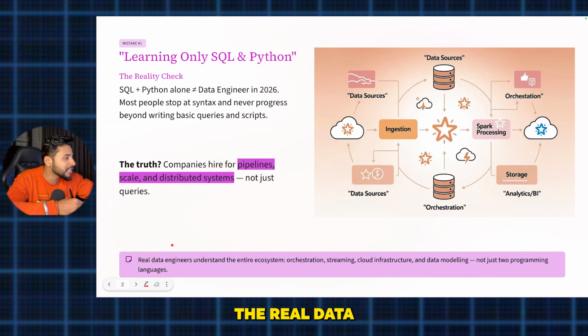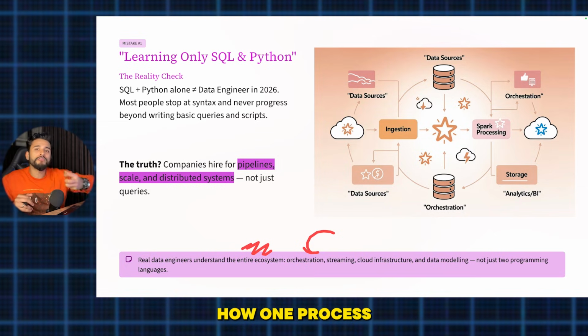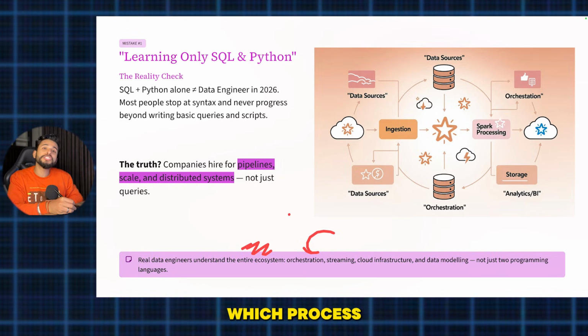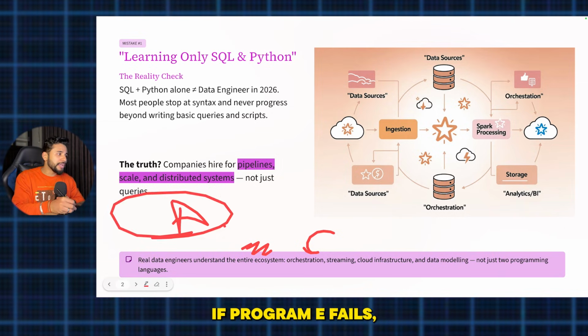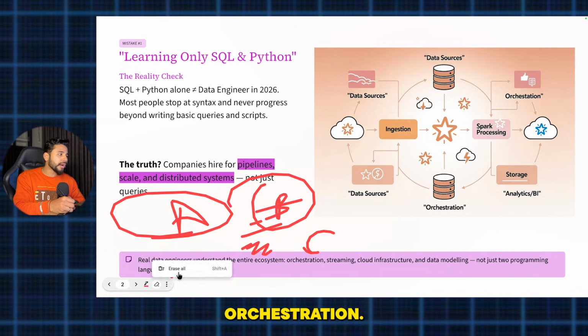Okay, next thing is real data engineers. Whenever you talk about real data engineers, understand the entire ecosystem, orchestration: how once one process is done, the next process will follow. If this process fails, which process has to run next? If program A fails, B has to run. That is the plan B, and that has to be handled by orchestration.